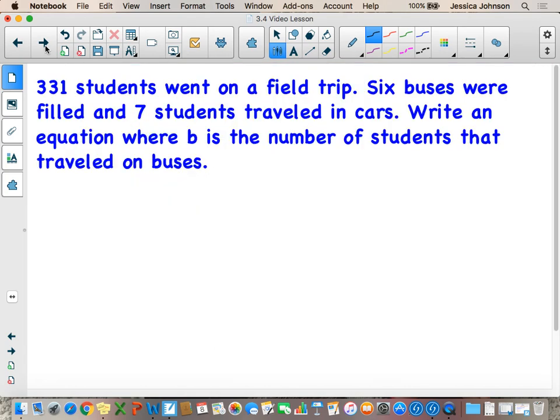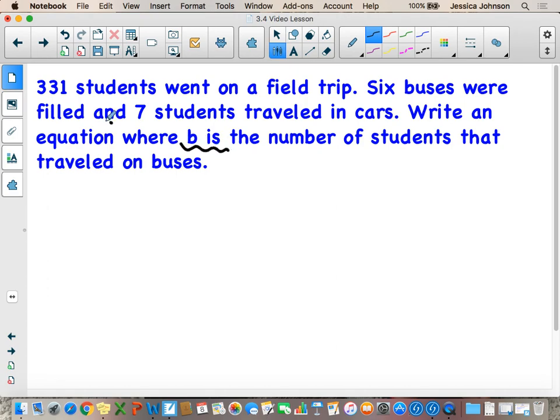All right, we're going to look at one more word problem. Here's what it says. It says 331 students went on a field trip. 6 buses were filled with 7 students traveling in cars. Write an equation where B is the number of students that traveled on buses.